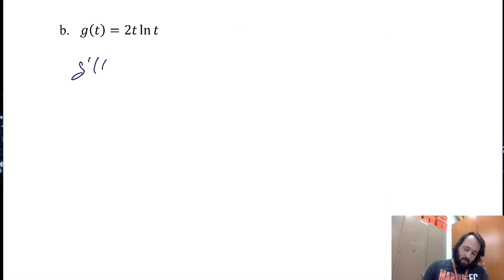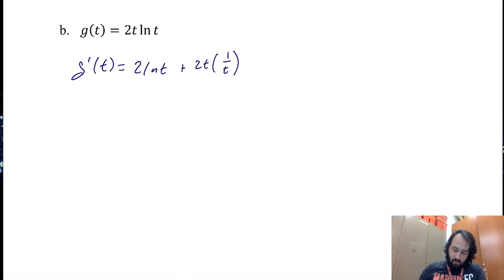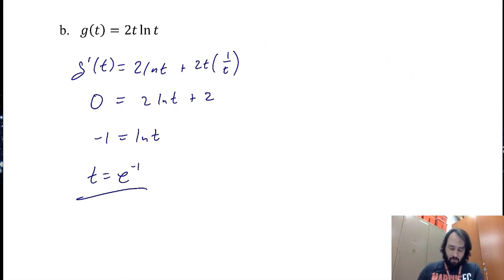Okay, so same idea. Find your derivative. So we got to use the product rule, 2 ln of t, and then plus 2t times 1 over t, which will simplify to 2 ln of t plus 2, setting it equal to 0 so I can subtract 2 and divide by 2. So that's negative 1 equals ln of t. So then e to the negative 1 is t. That is my only critical number. Right? Don't forget that that can be written as 1 over e.